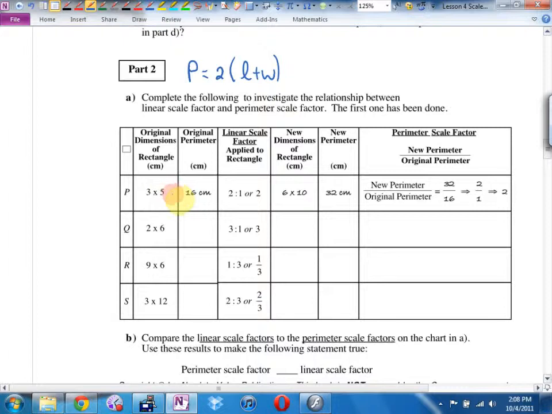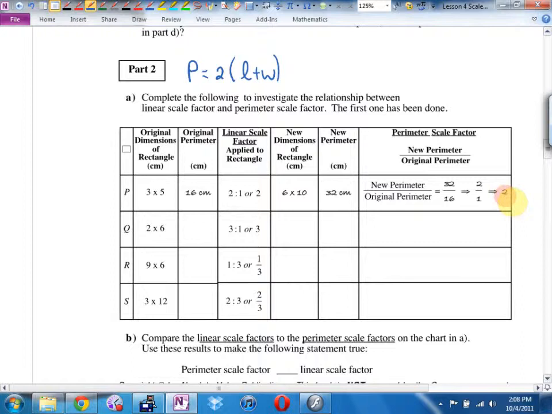If we apply a 2-to-1 or a doubling scale factor, instead of 3 by 5 it will be 6 by 10. What's 6 plus 10? Times 2, 32. The scale factor for the perimeter is 2-to-1, or it's a scale factor of 2.